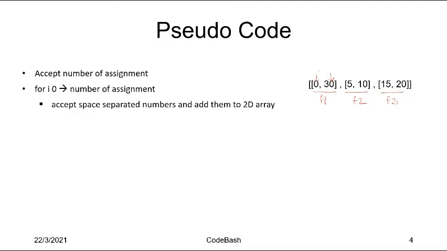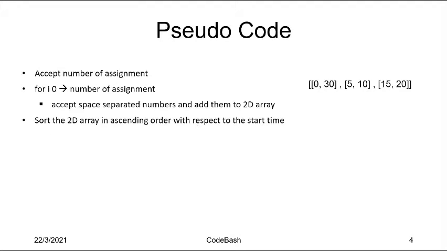So now after that, after we have this array over here, I'll just clean it up. Okay, yeah. So after we have this array, we sort the 2D array. So this 2D array we have in ascending order with respect to our start time. This is similar to what we do in a normal array. Just instead of swapping two integers, you are swapping a whole array.